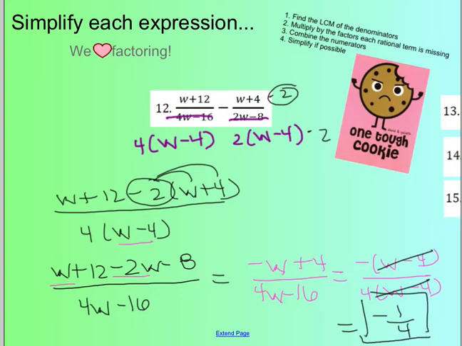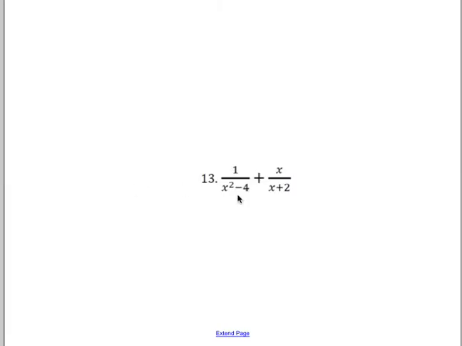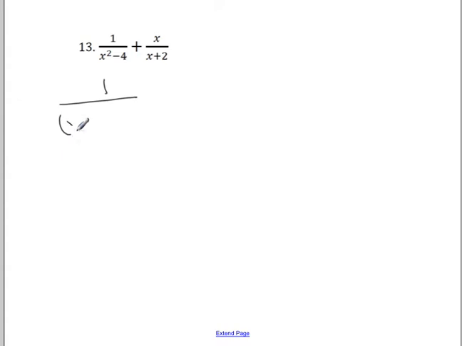All right, let's go ahead and look at our next example. Example 13, let's start factoring it. My denominator has a difference of perfect squares. So let's go ahead and factor that. So it's going to be x plus 2 and x minus 2. Oops, so sorry. Plus x over x plus 2. There's no factoring on this one.